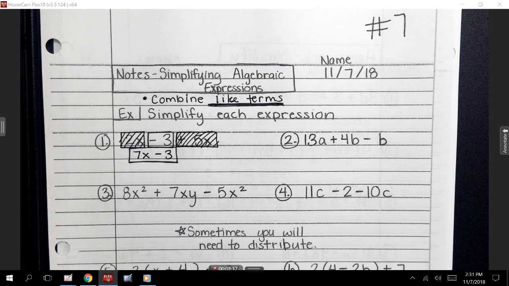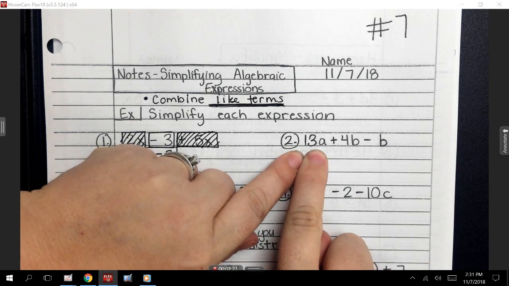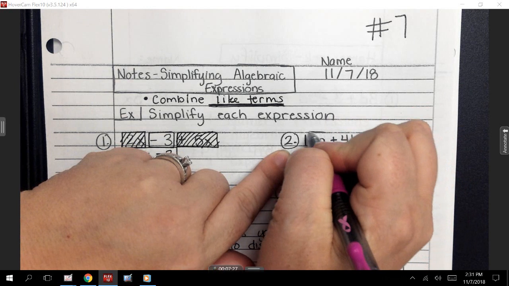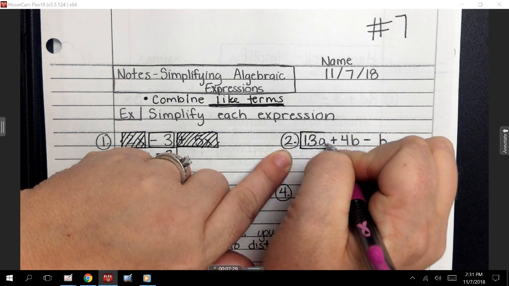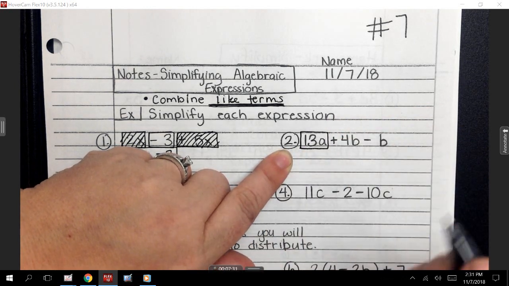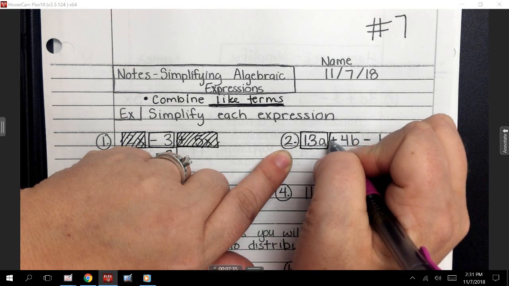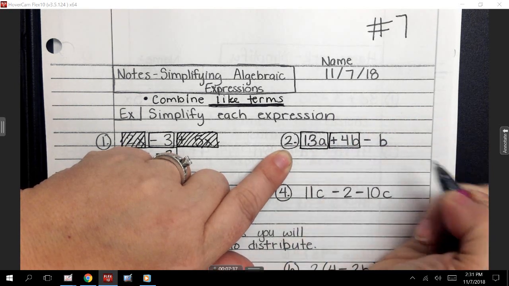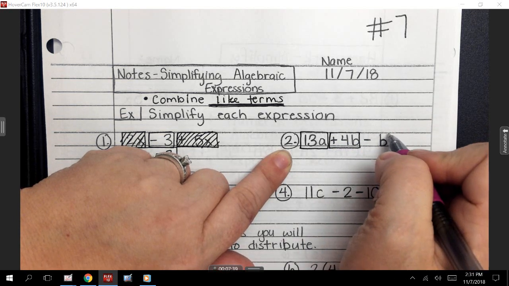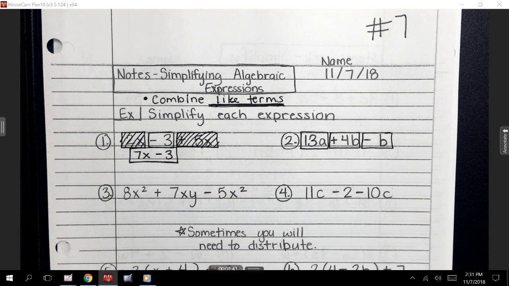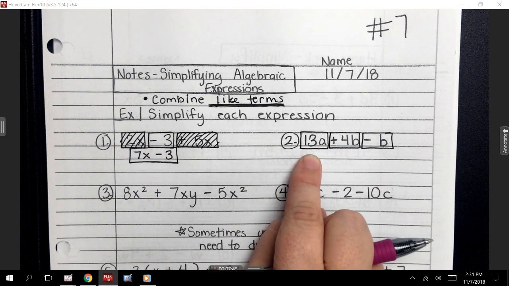All right, let's look at number 2. So again, the first thing I'm going to do is I'm going to separate it into my pieces, okay? So for number 2, 13A is my first piece because it's in the front, it's by itself. So we're going to put a box around 13A. What's my next box going to go around, Aaron? Plus 4B. Plus 4B. All right, and what's my next box going to go around, Joelle? Minus B.